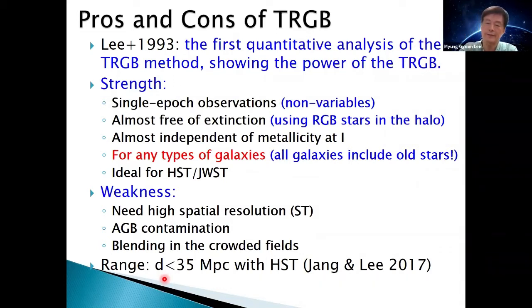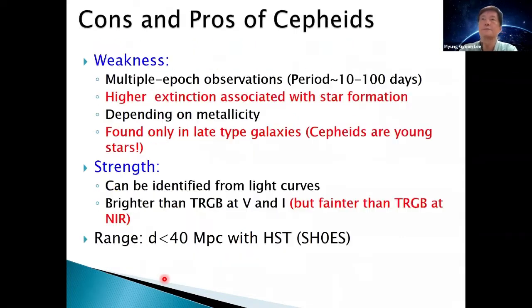On the other hand, Cepheids, which everybody knows. Well, let me start with the weakness first. First, for Cepheids, we need multiple observations because the periods of Cepheids range from a few days to more than 100 days. So you need to observe the Cepheids for a long period with multiple epochs, and they suffer from high extinction because they are often located in star-forming regions where interstellar extinction is high.